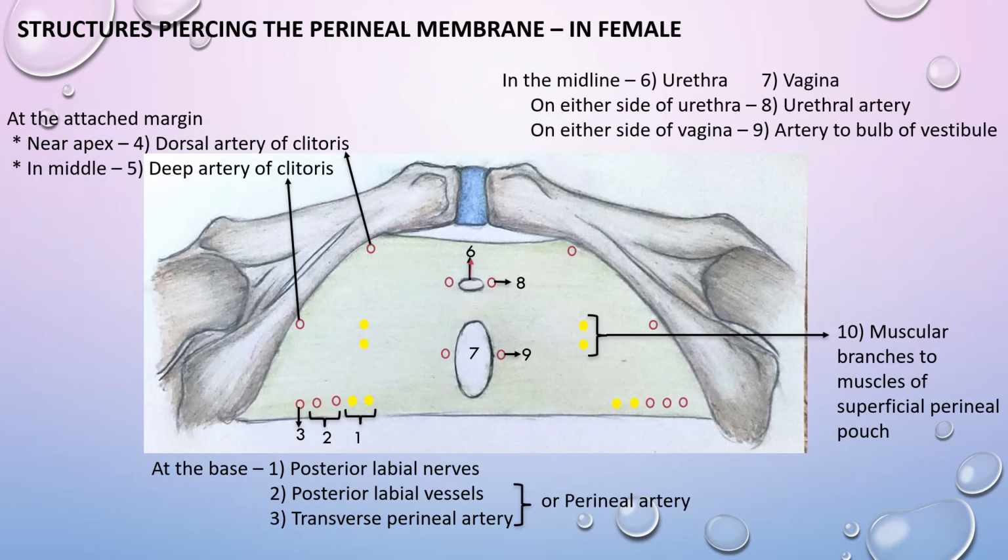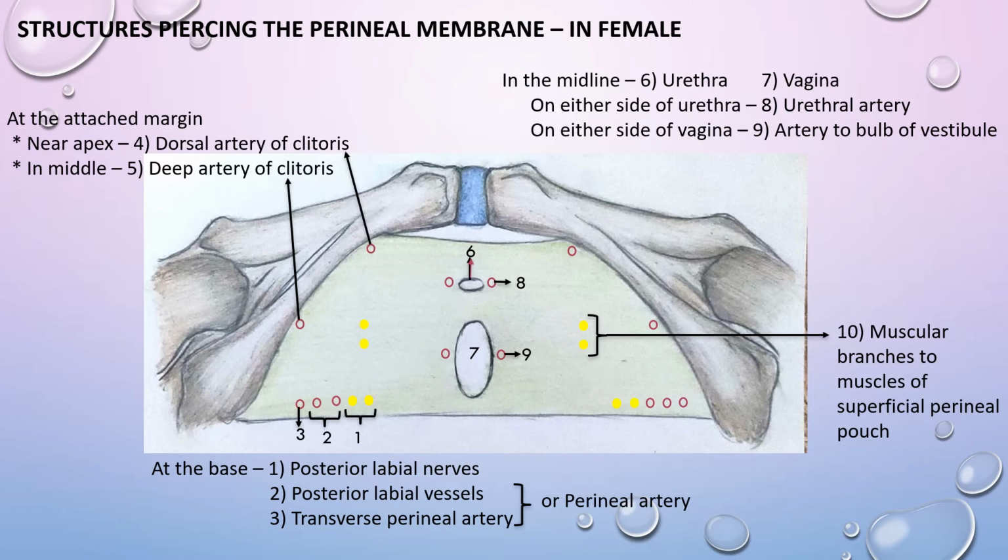Coming to the structures piercing the perineal membrane in female. The following structures pierce the perineal membrane along its base, that means along the posterior free margin. First one is the posterior labial nerves. Second is the posterior labial vessels. Third is the transverse perineal artery. The second and third, that means posterior labial vessels and transverse perineal artery, are the branches of the perineal artery.